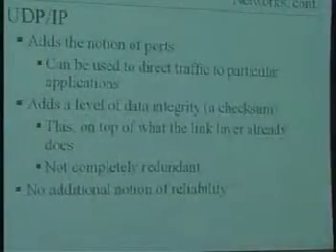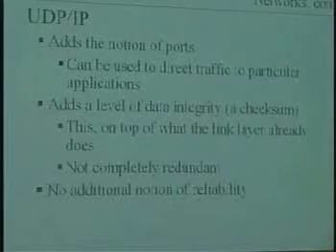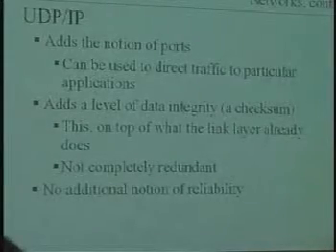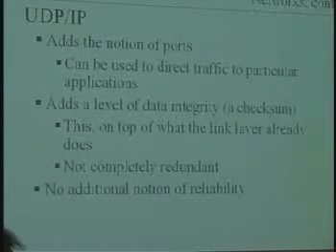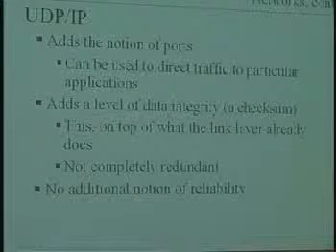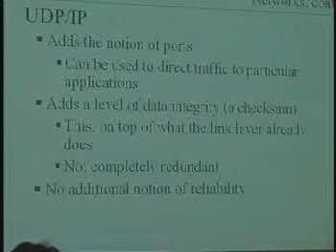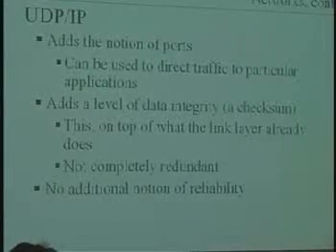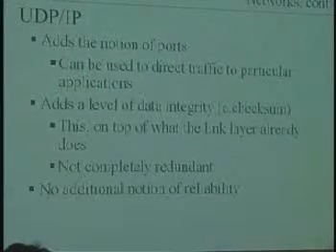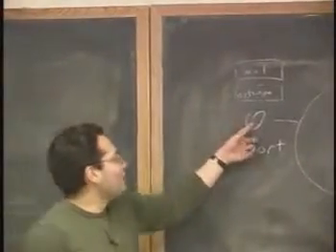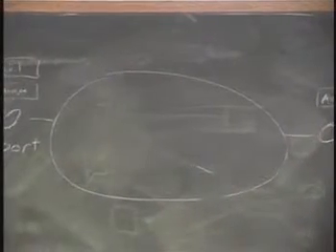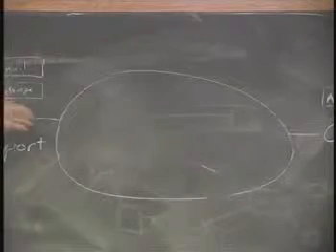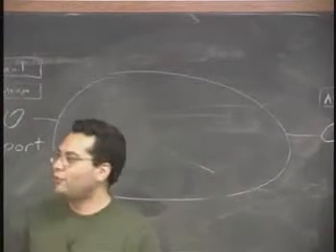So UDP: here what we're doing is adding the notion of ports and adding a level of data integrity, and that's it. This is a very bare bones type of protocol. All this protocol really allows you to do is very simple application to application communication on top of IP. Remember, IP will just get something from one host to the other. That's the layer at which it sits. UDP, which sits one layer above that, thinks at the level of applications and therefore introduces this notion of ports.